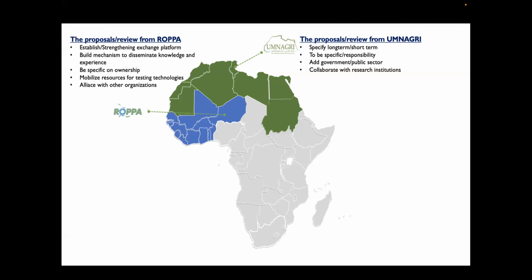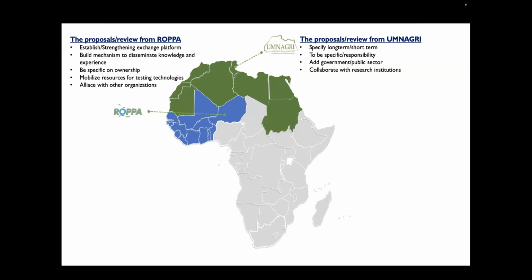And the second one was to build a mechanism to disseminate knowledge and experience. So in this action plan, we need to be very specific on how we can disseminate this knowledge and experience among ourselves as NFOs. And the third one was to be specific on ownership, and they shared their experiences on how the issue of ownership can lead to some problems. So we, as SACAU, will be very specific on ownership.